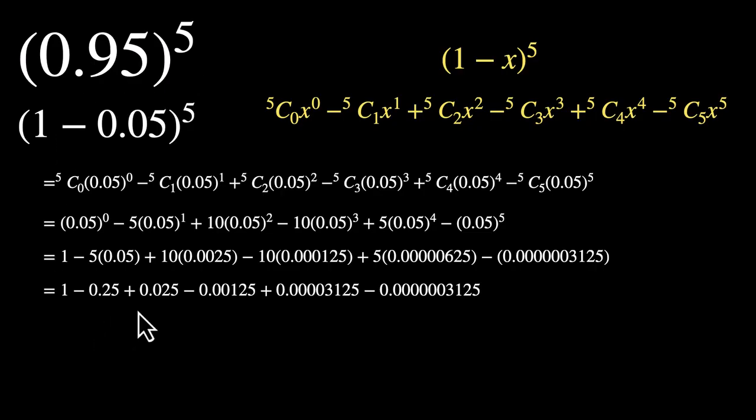Well, if you wanted a very rough approximation, you can just take the first 2 terms. It's 1 minus 0.25, that's 0.75. So this raised to the power 5 is 0.75 approximately. If you wanted to be more precise, you could take the first 3 terms. You can add this 0.025 to it. That's going to be 0.075. So the approximation is now much better. Then you can keep on adding these terms and fine tuning your answer.